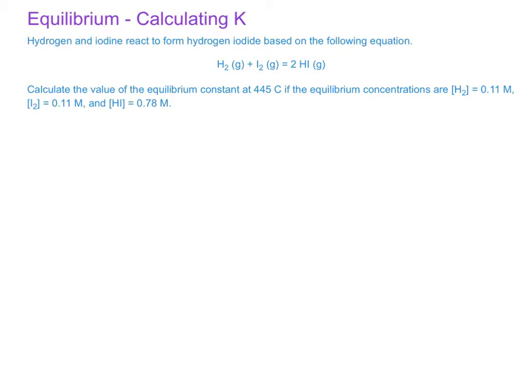In this video, we want to look at how to calculate the value of the equilibrium constant if we're given the equilibrium concentrations for an equilibrium reaction. As you'll quickly learn, anytime you're dealing with an equilibrium system, probably the first thing you want to do is to write the equilibrium constant expression based on the coefficients in the balanced chemical equation.